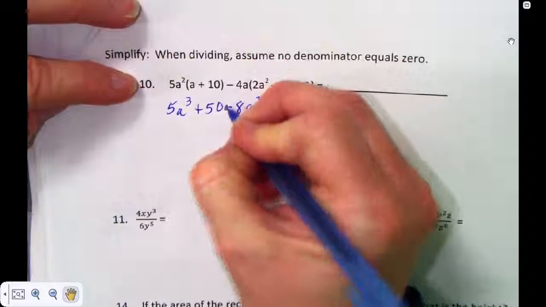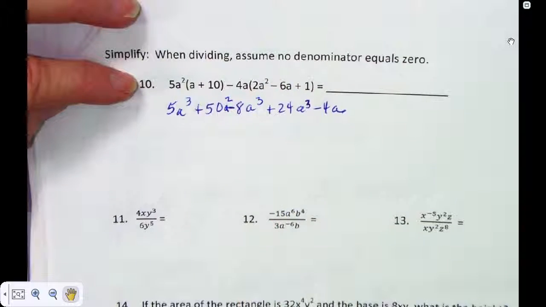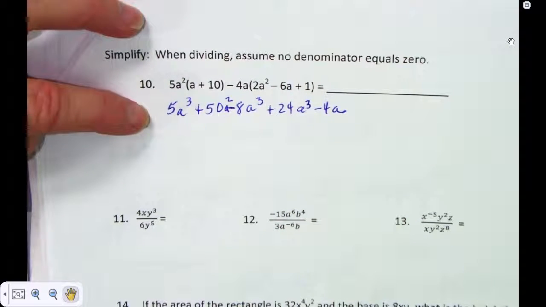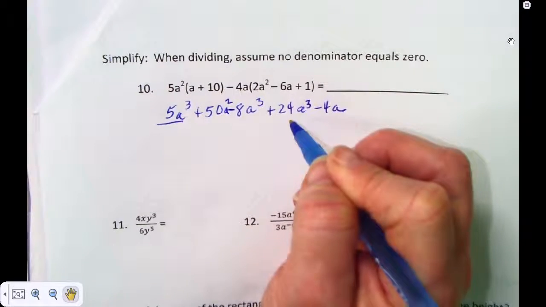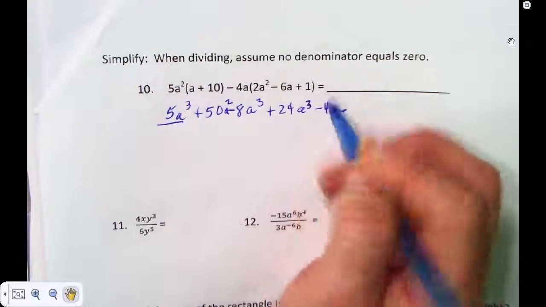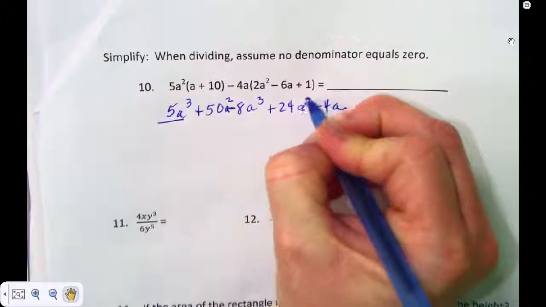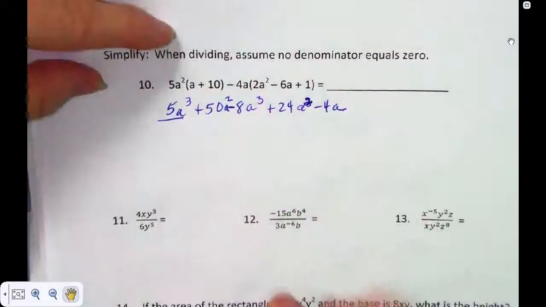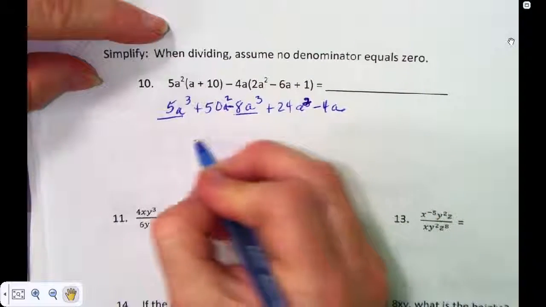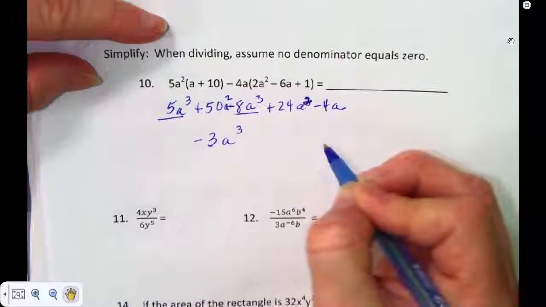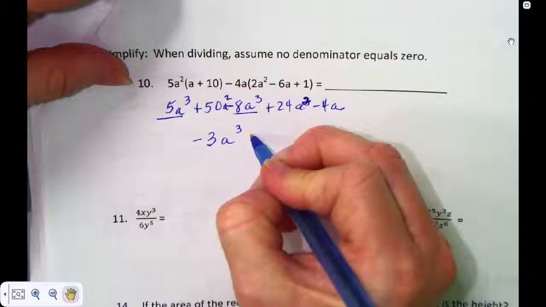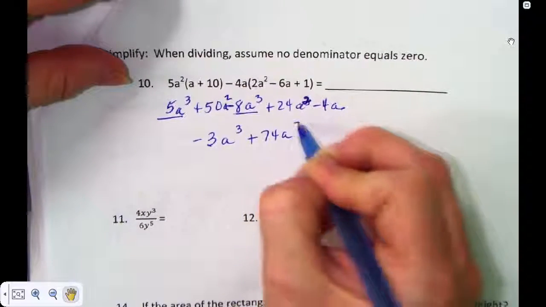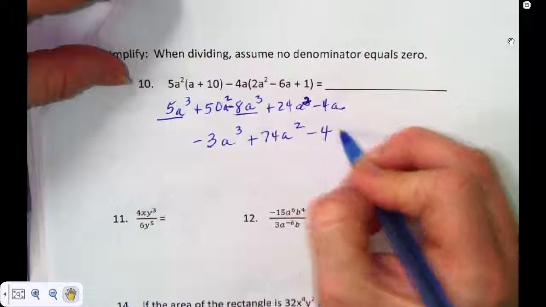Oh, a squared. Thank you. Okay, I knew something didn't look right. Okay, so we've got 5a. Oh, that is a squared. Okay, I can't read my own writing. Okay, so that's going to be what? Minus 3a cubed. Plus 74a squared minus 4a.